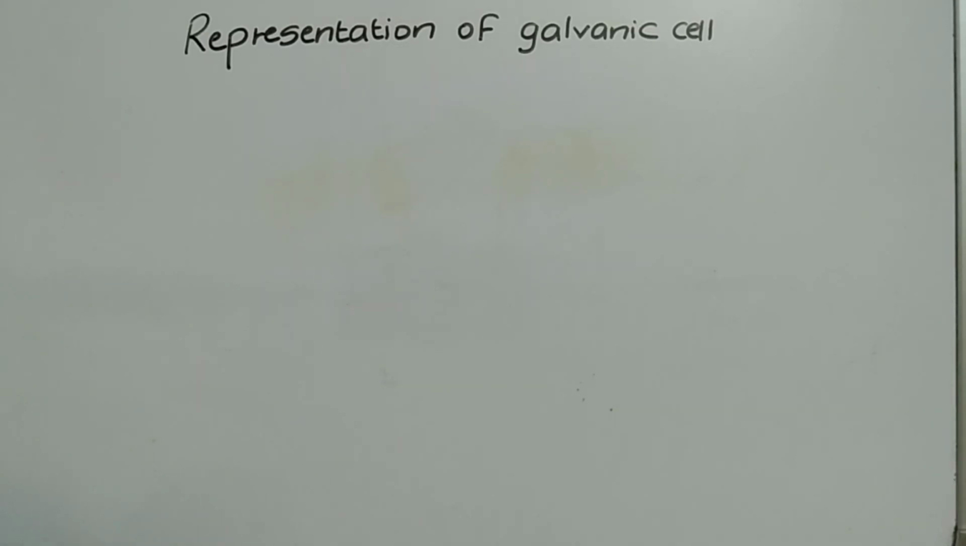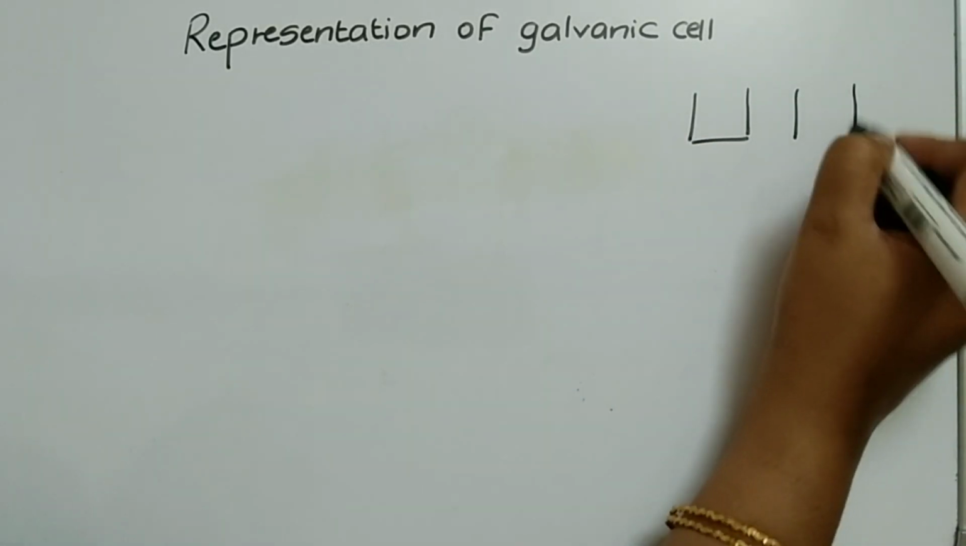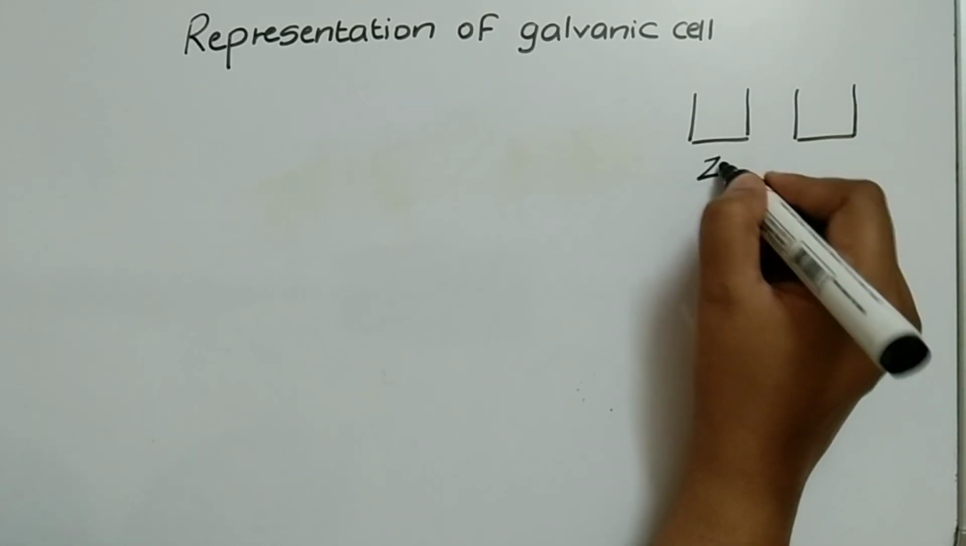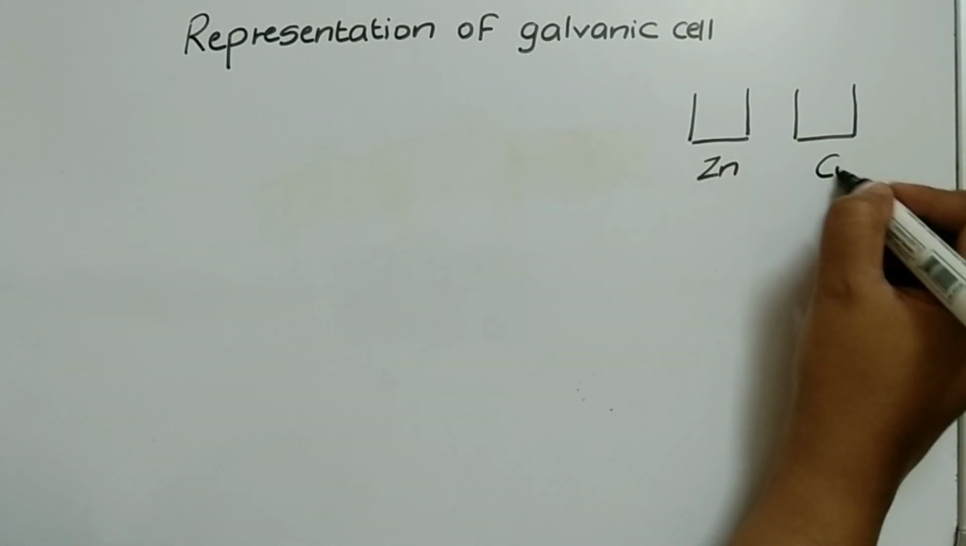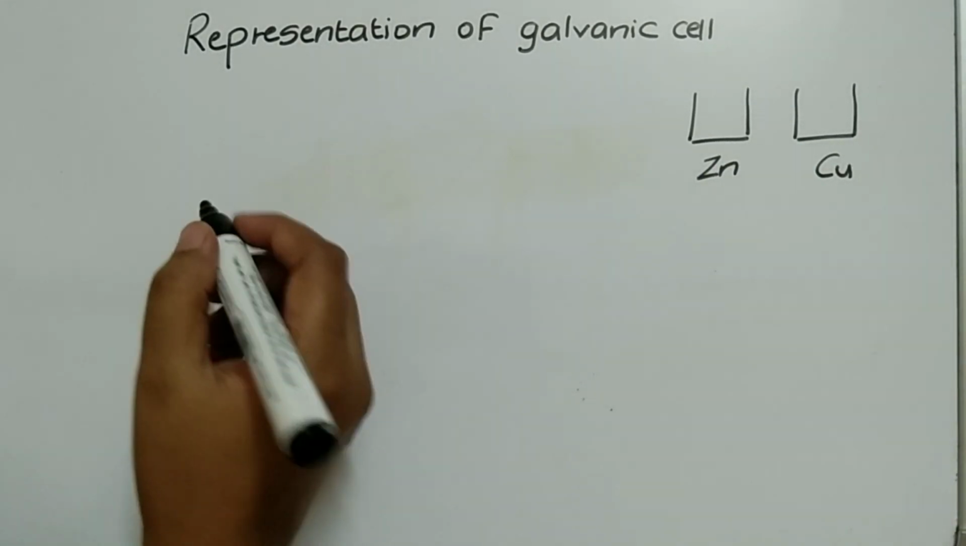Let's see the representation of galvanic cell. If you check in the previous videos, we have done the representation of electrolytic cell. Right? So what is the representation of galvanic cell, where two cells are given to you? How will you write it? So we'll take the same example. Correct? What we have taken. We took two cells where in the first cell zinc sulfate was filled. In the second cell copper sulfate was filled. Right? Same example we are taking.